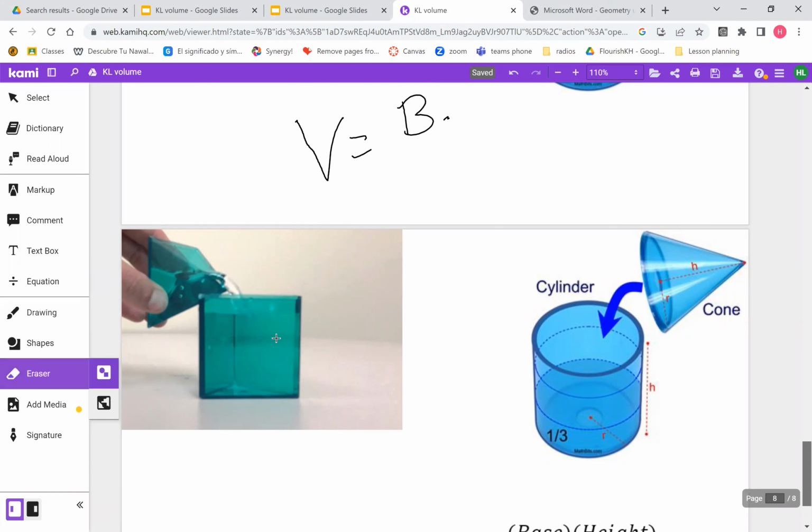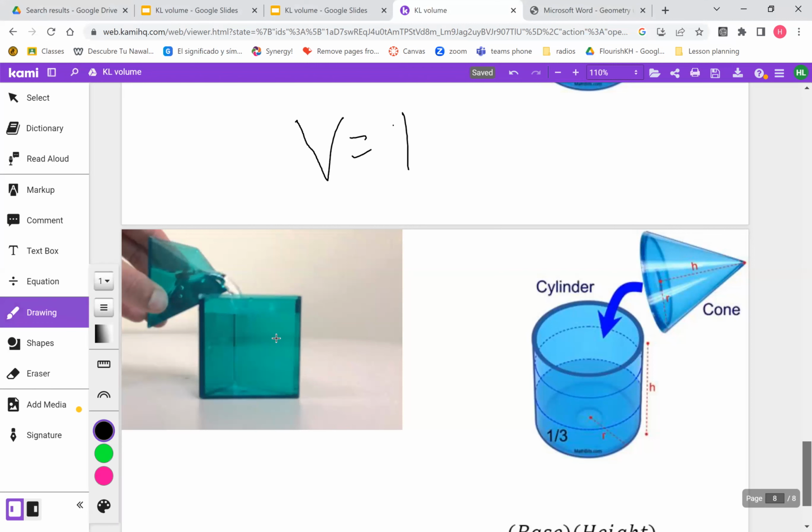Let me make my base and height a little bit bigger. So we learned area of the base times the height. That's what we saw yesterday for prisms or cylinders. Now I'm going to be looking at a pyramid. A pyramid comes from a prism, and cones come from cylinders. So I'm going to look at a pyramid and a cone.